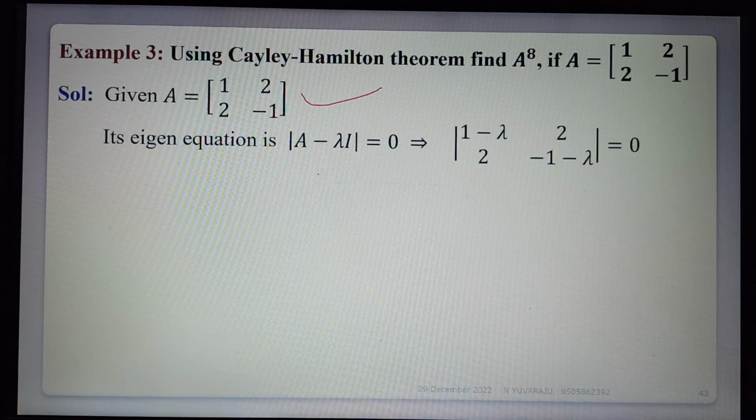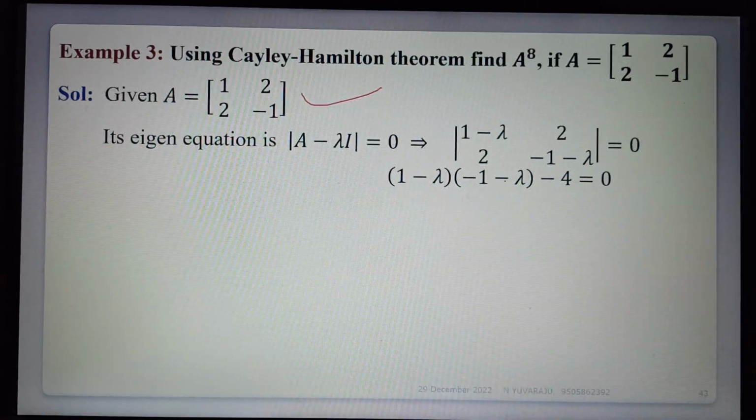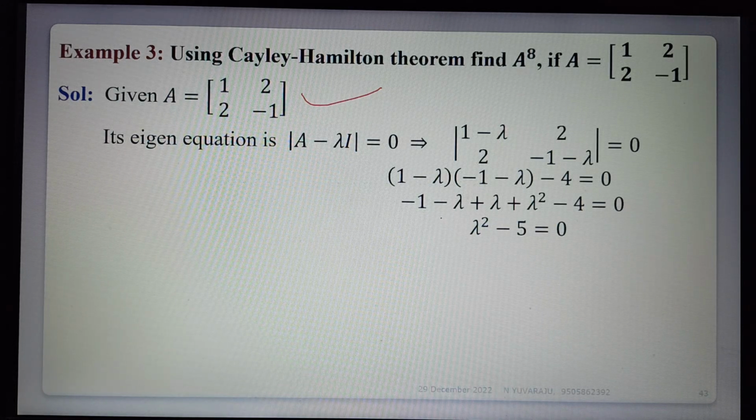So that is equal to characteristic equation determinant of 1 minus lambda 2 2 minus 1 minus lambda is equal to 0, that is equal to determinant 1 minus lambda into minus 1 minus lambda minus 4 is equal to 0. Simplification: minus 1 minus lambda plus lambda square minus 4 is equal to 0, that is equal to lambda square minus 5 is equal to 0. This is a characteristic equation.